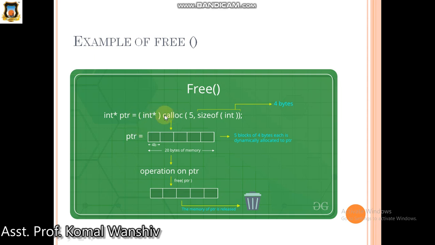See the example of the free function. Here, memory is allocated by using the calloc function, and after using that memory, we can free the memory by using the free function. So we have to write free in brackets pointer name. So the free function deallocates the memory.